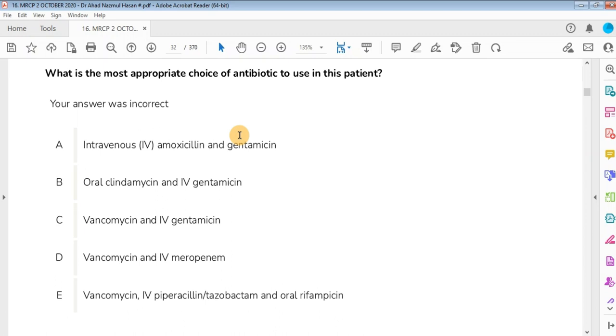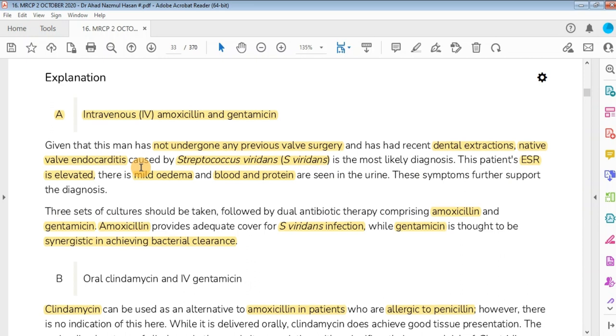And if there is any penicillin allergy, then we cannot use amoxicillin. In that case, we should go with oral clindamycin and IV gentamicin. And if MRSA, methicillin resistant, is suspected, then we should go with vancomycin and IV gentamicin. Given that the man has not undergone any previous valve surgery and has had a recent dental extraction, native valve endocarditis caused by Streptococcus viridans is the most likely diagnosis.